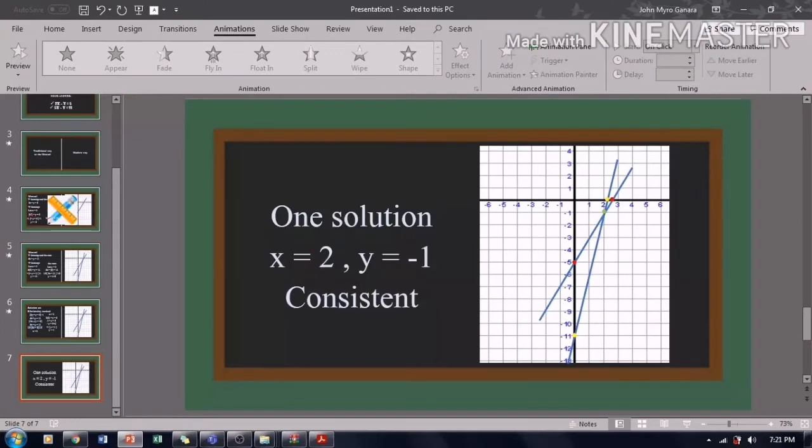As you can see, the solution of the system corresponds to the point of intersection of the lines. It has one solution and is consistent. Let's move on to the modern way.